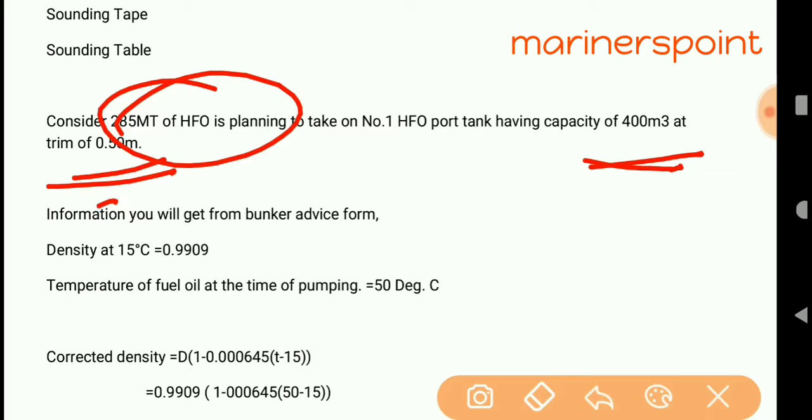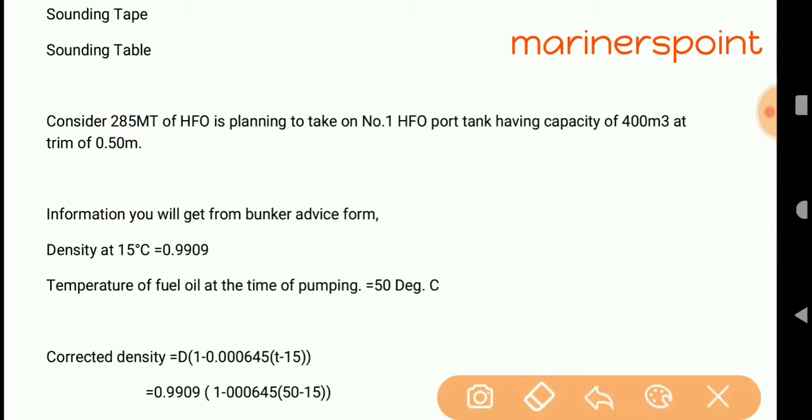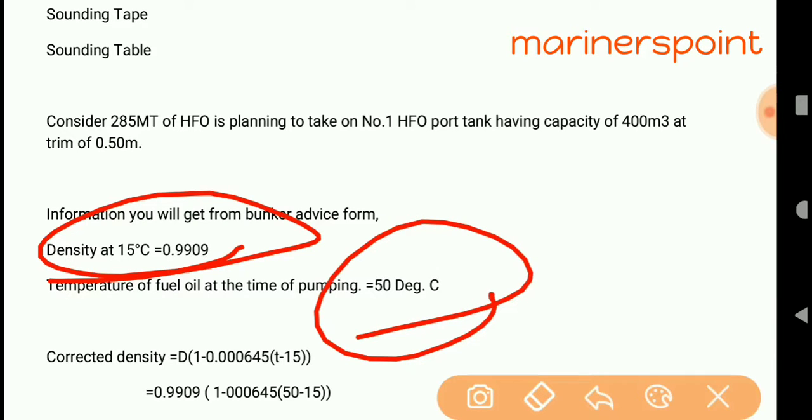Then what do you have to do? First you have to know the density at the particular temperature. On the bunker advice you can get density at 15 degrees Celsius. On the bunker note, density at 50 degrees Celsius is given. Temperature of fuel oil at the time of pumping is 50 degrees Celsius. You have to know that during pumping the temperature will be more, because heavy fuel oil is very thick and will not pump easily, so a required temperature is needed to pump it out. So at that particular temperature you have to know the density.